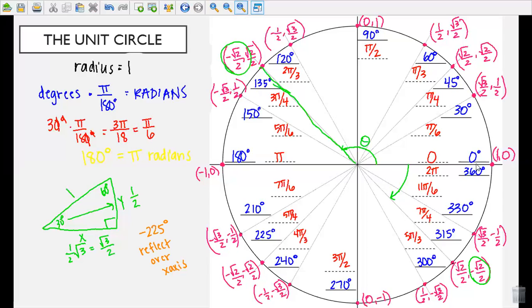So if I start at 0 and go to positive 225, that's going to be down here. So here's my positive 225. All right, so then I'm going to take that and reflect it up. So here's negative 225. It's the same as 135. All right, these angles that are the same are something we call coterminal angles.